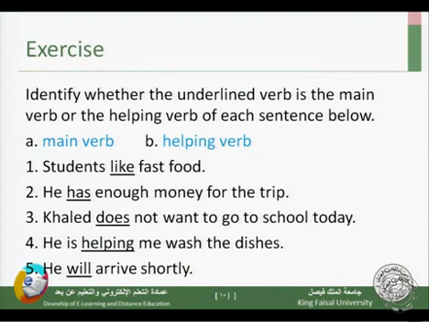Number 5, he will arrive shortly. We have two verbs here, will and arrive. Will is the helping verb and arrive is the main verb, and as I said, modal auxiliaries can only function as helping verbs. So will is a helping verb. The answer of number 5 is B.